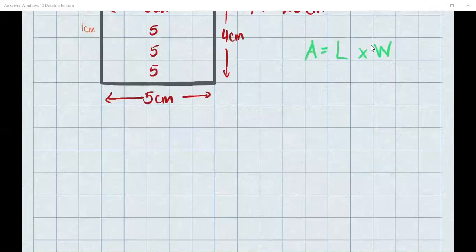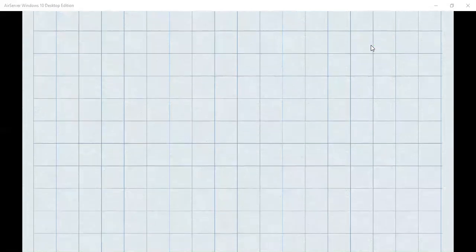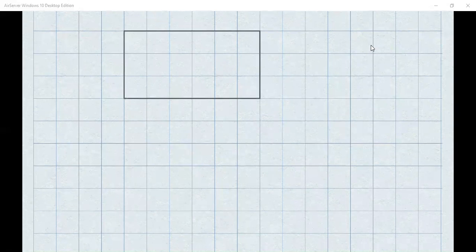Now, if we try this again, so if we look at another example, instead of counting every square, I'm just going to count how many squares go down. So my width is 3 centimetres, and then how many squares we have going across: 1, 2, 3, 4, 5, 6. I've got 6 centimetres going across. So the length is 6 and the width is 3.